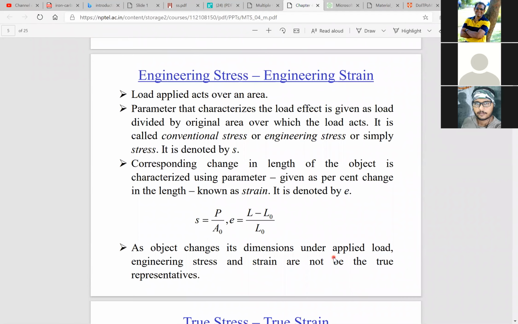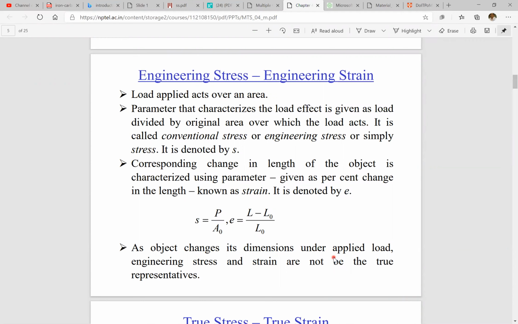First, see what engineering stress and engineering strain are. The load applied acts over an area, always. In engineering stress, as I have already told you, stress is symbolized as S. Stress is load per unit area. A0 is the initial area. Strain is the change in length by the original length. The change in length is L minus L0, divided by L0. L0 is the initial length, and L is the final length. This is engineering strain, symbolized as small e: change in length by original length, (L minus L0) by L0. So this is your engineering stress and strain.